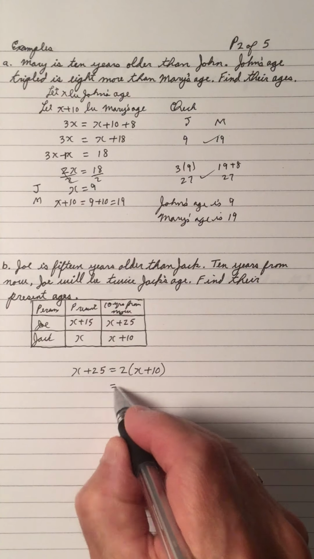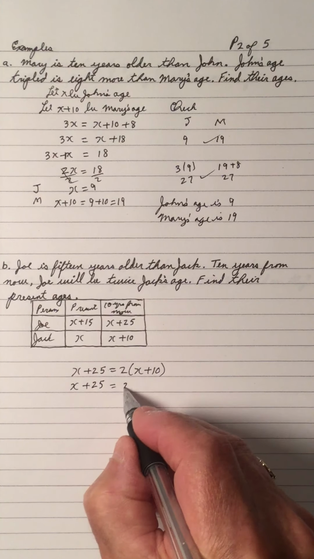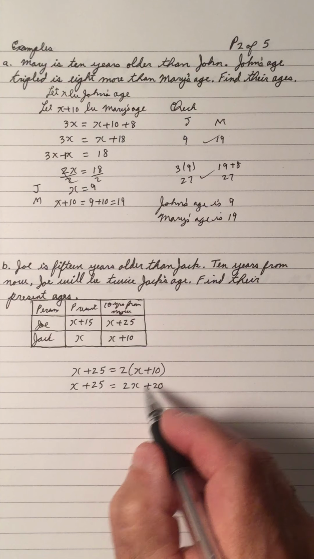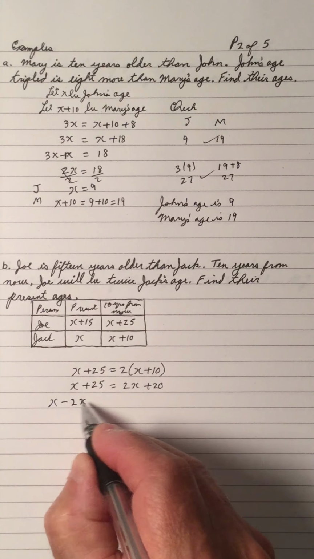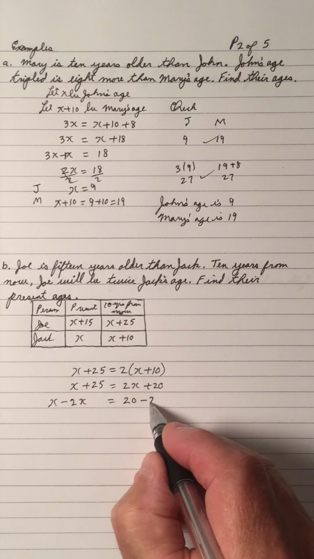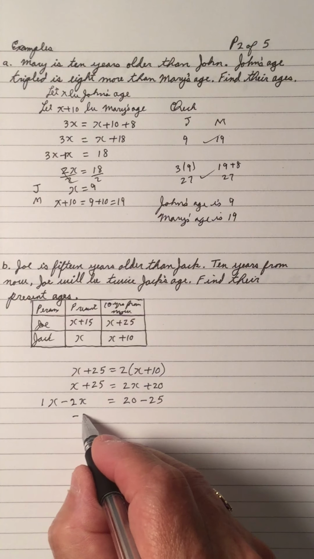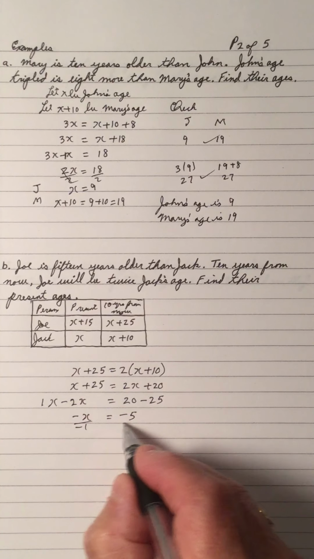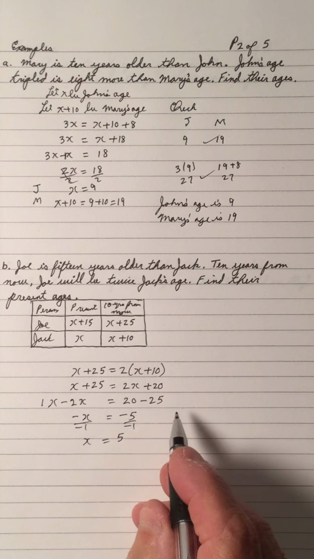And let's solve this equation. The left side is already simplified. 2 times X, 2X, 2 times 10, 20. Now the variables move to the left, becoming a minus 2X, and the number moves to the right, giving you minus 25. So that's 1X minus 2X, a negative X, or negative 1X, equals negative 5. Divide by negative 1. X equals 5.